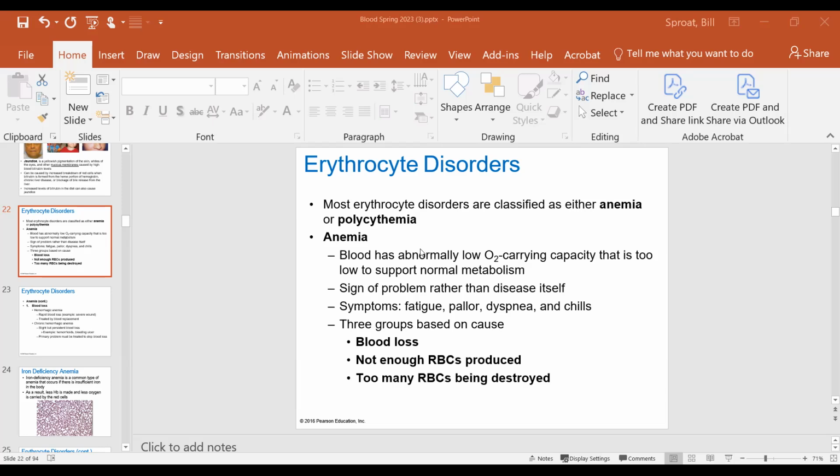And they may be cold. Not enough oxygen means not enough cellular respiration, which means not enough body temperature. It always seems to come back to cellular respiration in here. So it's either blood loss, not enough red cells, or we're breaking them down too fast.